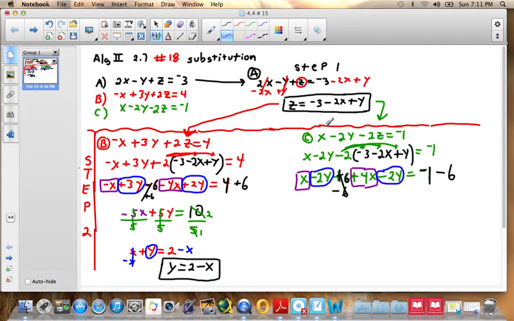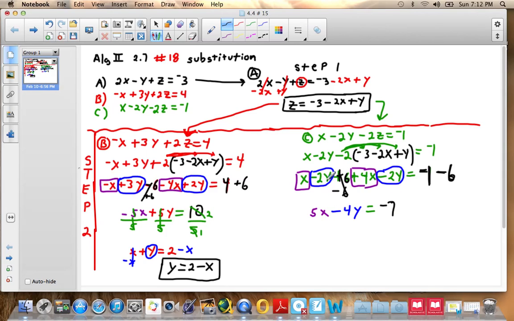And so I have x plus 4x gives me 5x. Then I have my negative 2y and my negative 2y. Okay, that gives me a negative 4y, and I'm adding and subtracting here, and that's why my signs aren't changing. Okay, so negative 2 take away 2 more gives me the negative 4, and then that's going to end up being equal to negative 1 minus 6. Okay, negative 1 minus 6 is going to give me a negative 7.